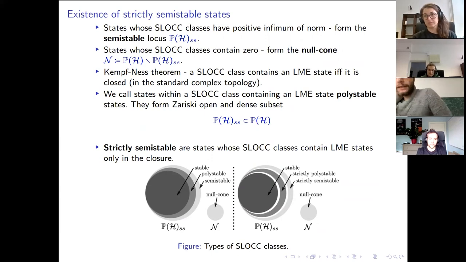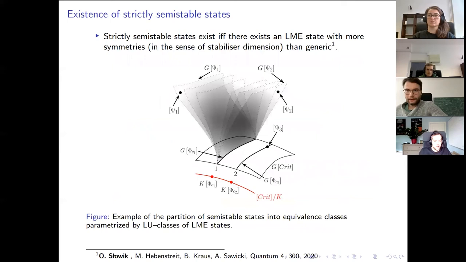And the last application is about the strictly semi-stable states. This is something we introduced in our previous paper, also with Martin Heibenstreit and Barbara Krauss, where we studied a link between the symmetries of LME states and LOCC equivalence classes.